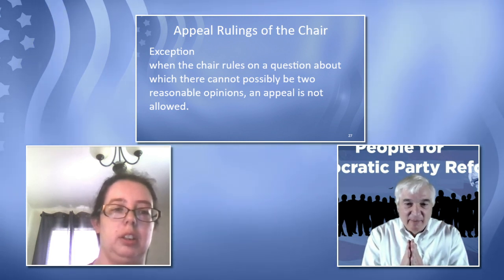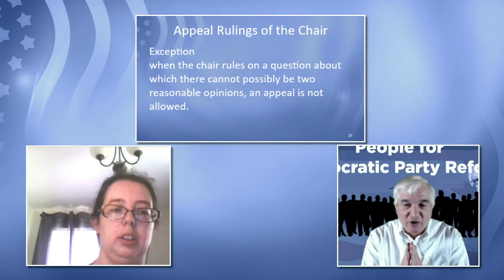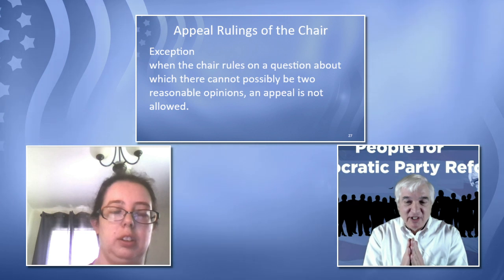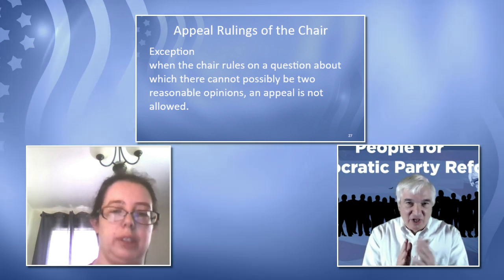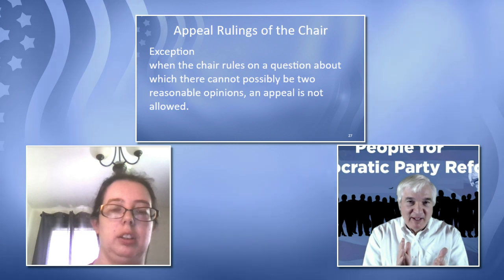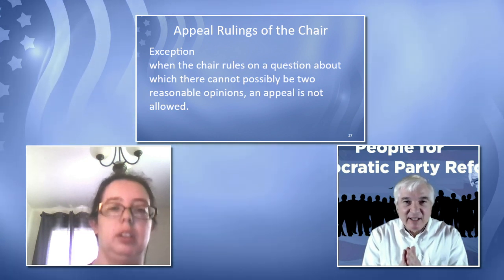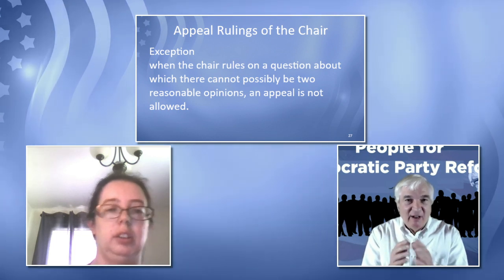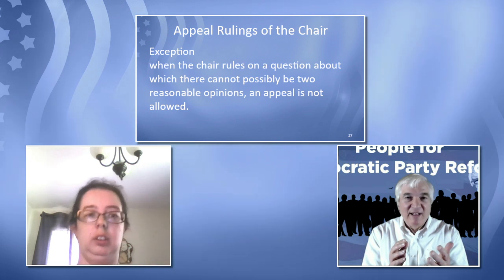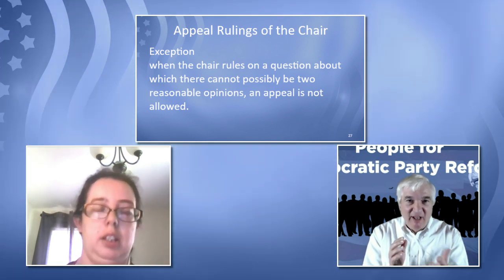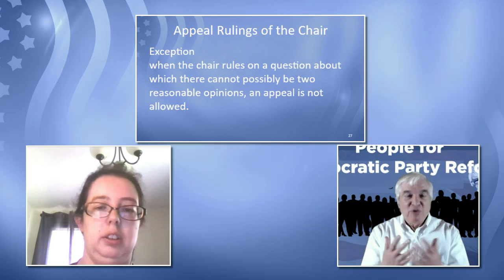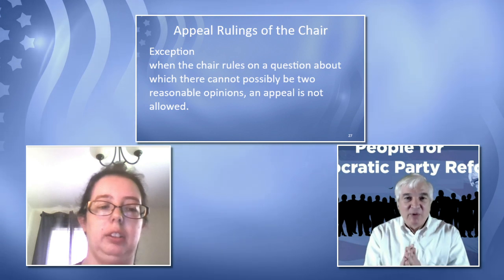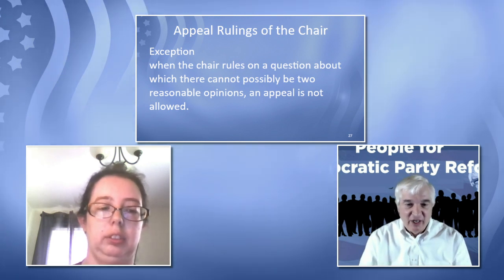And then there is an exception when the chair rules on a question about which there cannot possibly be two reasonable options. An appeal is not allowed. So the chair will say, the appeal is out of order, and they can do that if it meets this condition. But if it's an area of ambiguity, for example, then it is up to the body to decide ultimately, which is one of the things that I love about Robert's Rules of Order and democracy, because as Keri said, it's an illustration of where the power ultimately resides in the assembly, not in the chair.